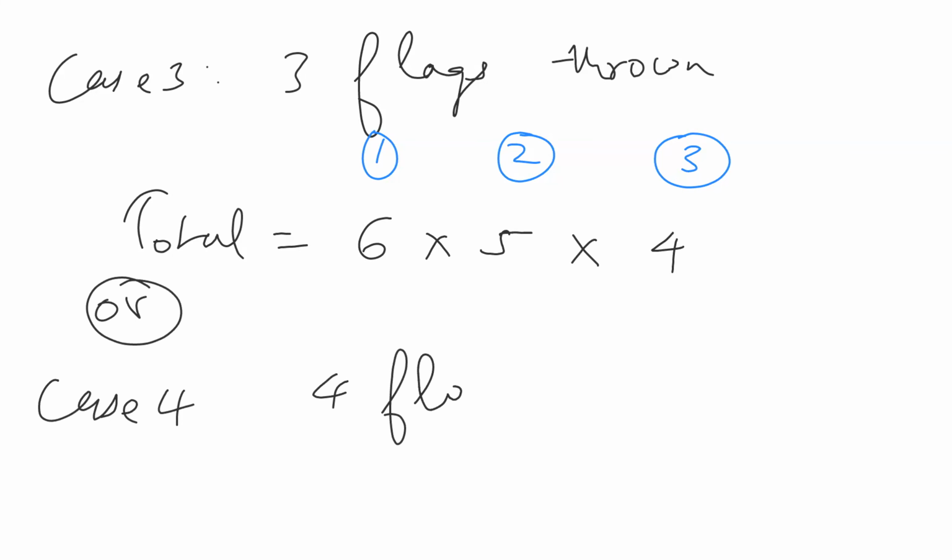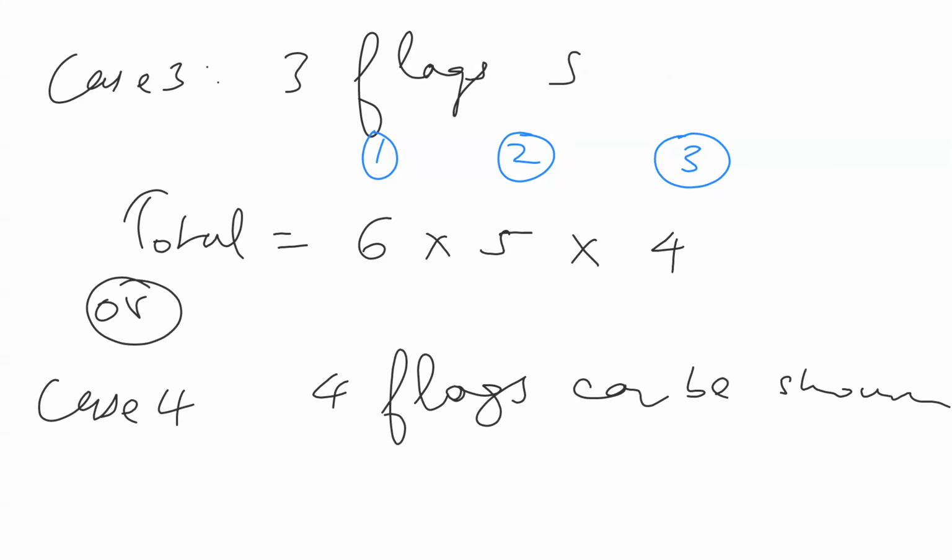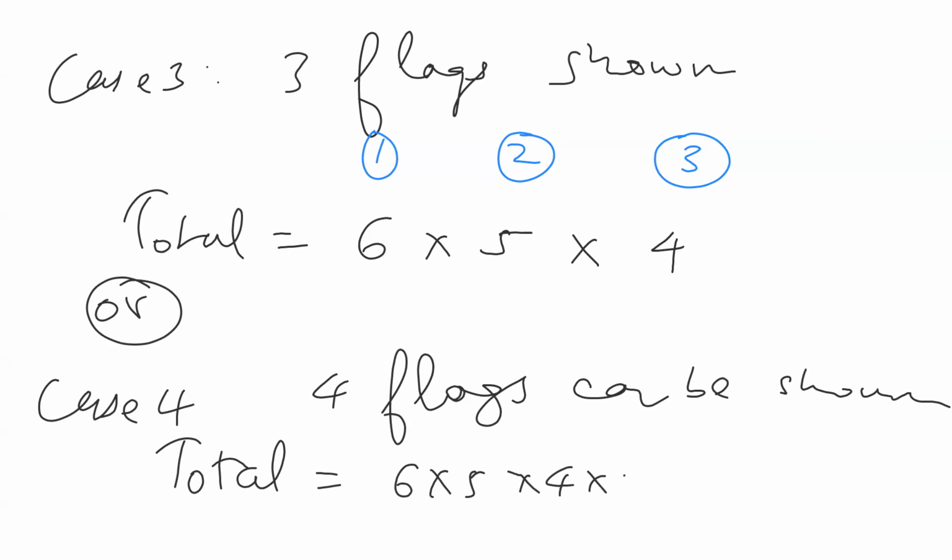Case 4. 4 flags can be shown. So total over here will be 6 into 5 into 4 into 3. The first flag can be shown in 6 ways, the second flag in 5 ways, the third flag in 4 ways, and the fourth flag in 3 ways.